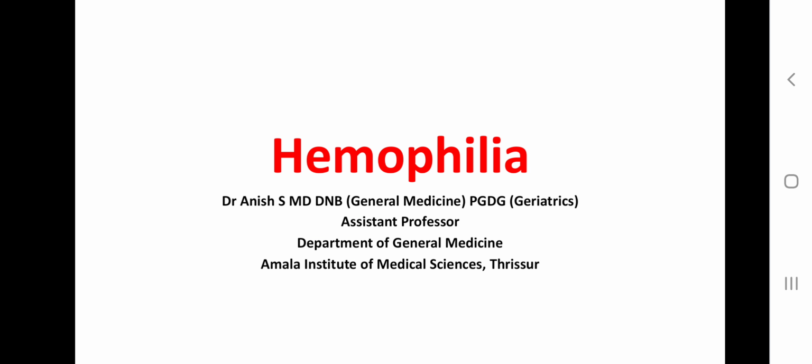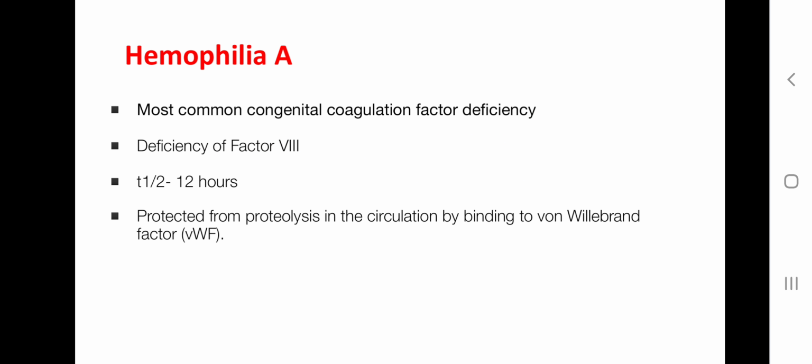In the last class, we learned about the coagulation pathway and the various coagulation factors. Hemophilia is the most common congenital coagulation factor deficiency. There are two types of hemophilia, hemophilia A and hemophilia B. Hemophilia A occurs due to the deficiency of factor 8. Now, the half-life of factor 8 is 12 hours.